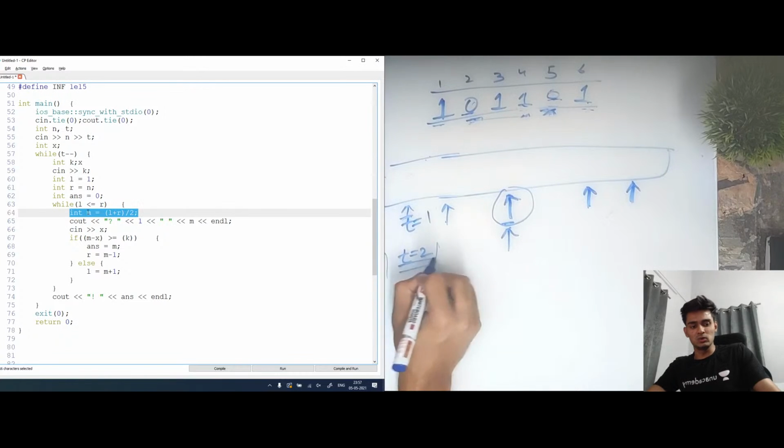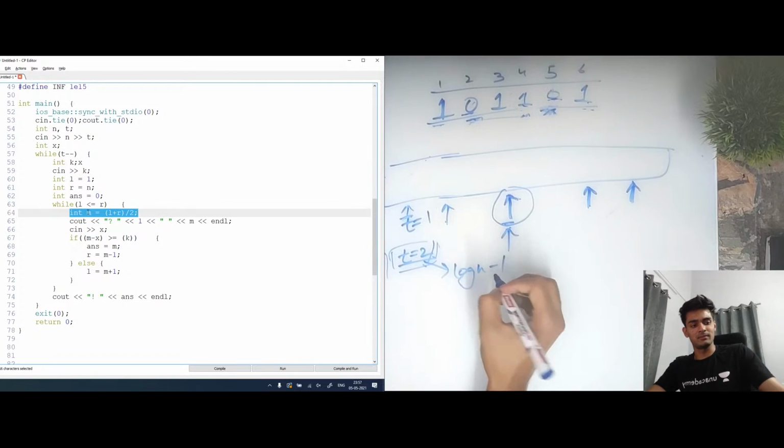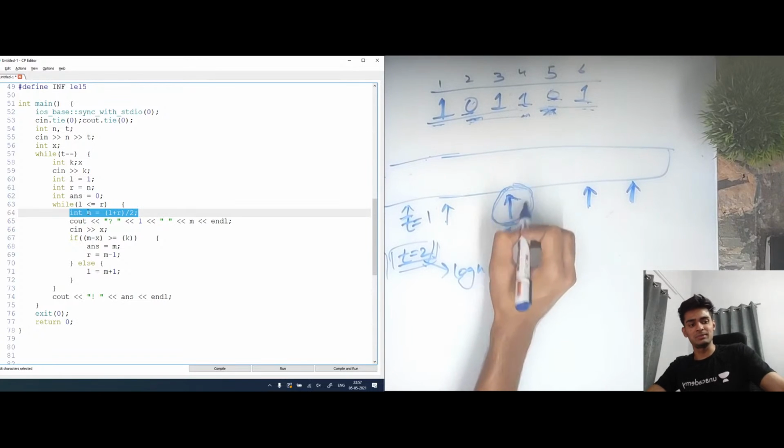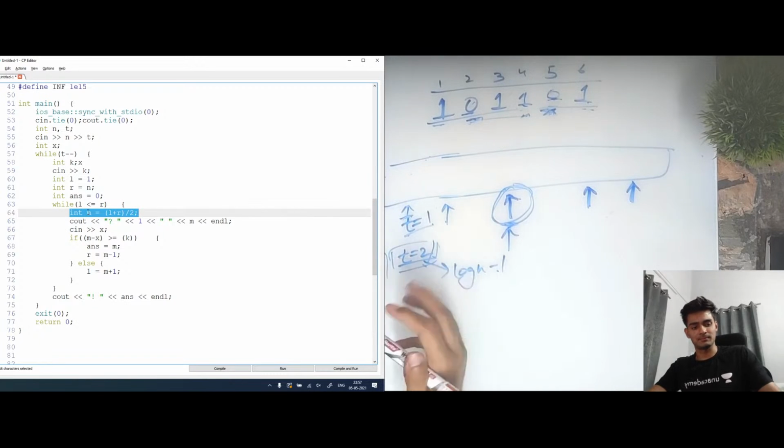So in t equals to 2, we know that the maximum queries that we need to do is log n minus 1, because the first query is something that is duplicated from t equals to 1. So that can be saved. Okay. Now let's go on to t equals to 3.